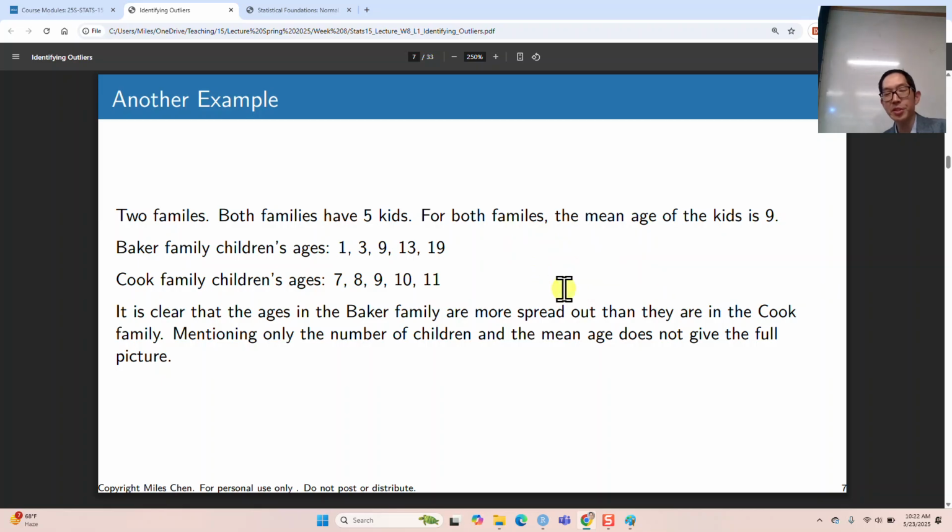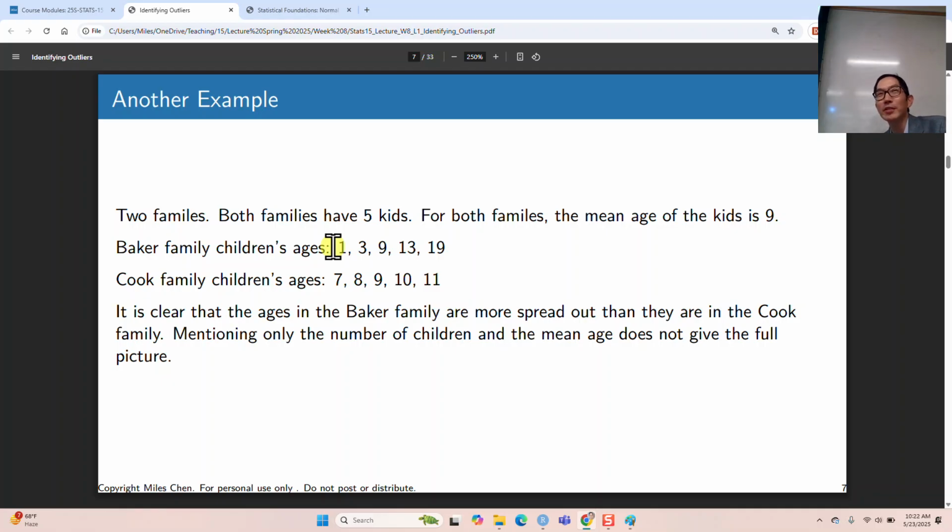Okay, so here's just another simple example where we could see the variance measures the amount of spread. Imagine we have two families, the Baker family and the Cook family. I guess these are occupation last names. Both of them have 5 kids. Both families have 5 children, and in both families, the mean age of the children is 9.